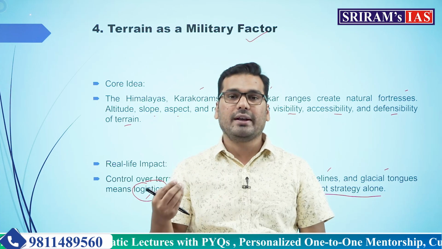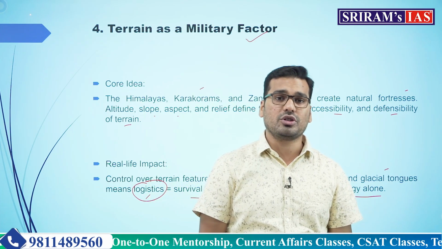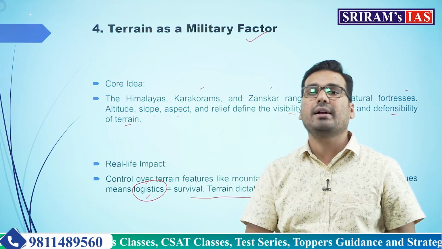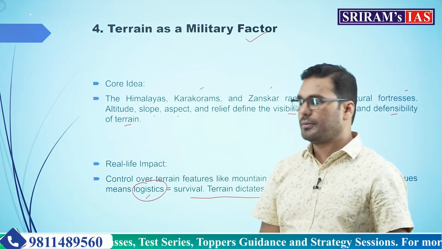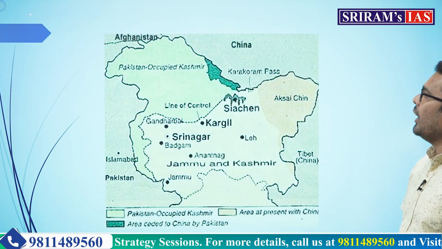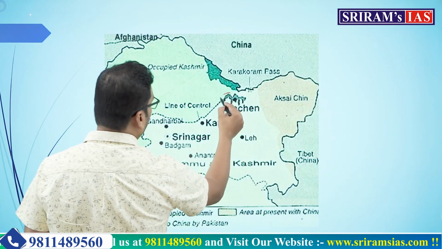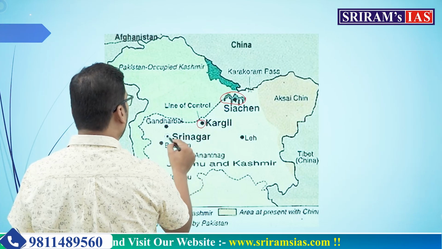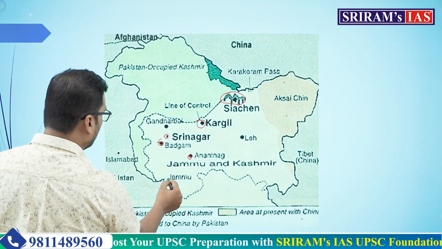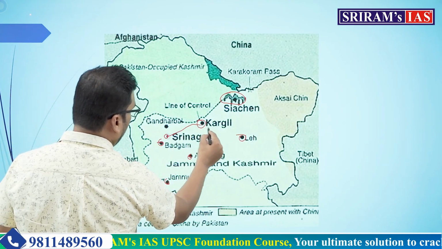And right now India has been trying to build all the infrastructure in all these strategic positions, and that is very commendable because we have seen war, we have seen difficult times, what this can actually cause. Now this is terrain dictating supply lines and not strategy alone. Here you see this is Siachen, here you see Kargil, here Srinagar, Badgam, Anantnag, Jammu, and here Leh. And this is how it is connected, your NH1.